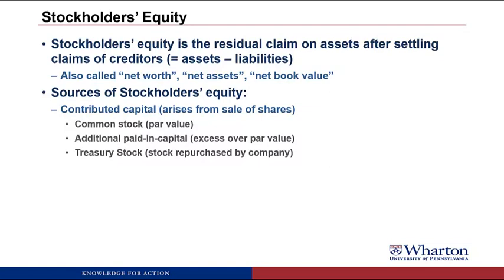The first source is what we call contributed capital, which arises from selling shares of stock to the public. So we'll talk about common stock and additional paid-in capital. That's what you record when you issue new shares to the public. Common stock is for the par value. Additional paid-in capital is for everything you receive above the par value. And then treasury stock is what we call it when the company repurchases its own stock from investors.